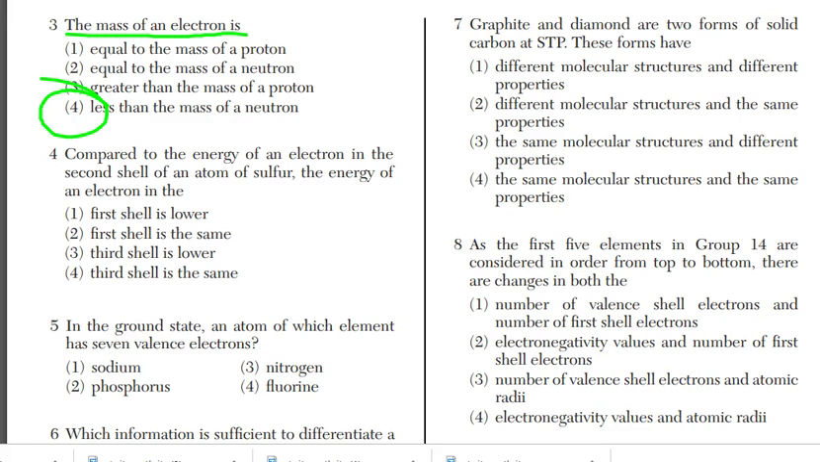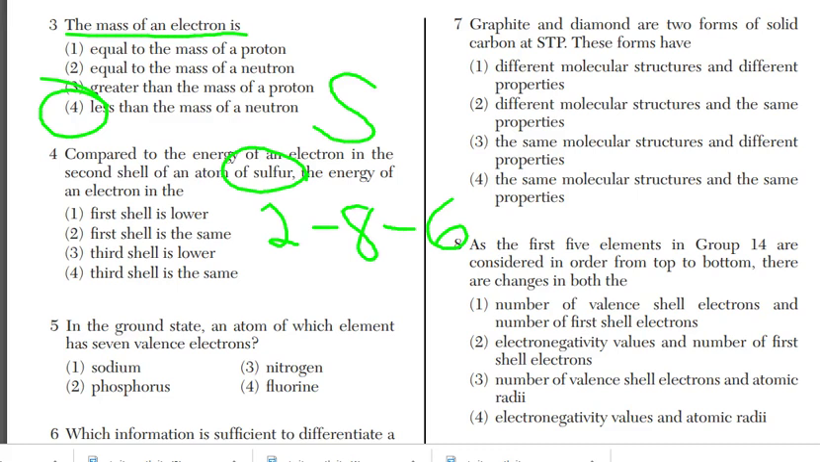For number 4, compared to the energy of an electron in the second shell of an atom of sulfur, the energy in... okay, so sulfur has electrons in 3 shells. It is 2, 8, and 6. Sulfur, if you don't know the symbol, is letter S, and that can be found on reference table S, the element name and the symbol. As far as the electron configuration, you don't have to guess. It is on the periodic table given to you in the reference tables.